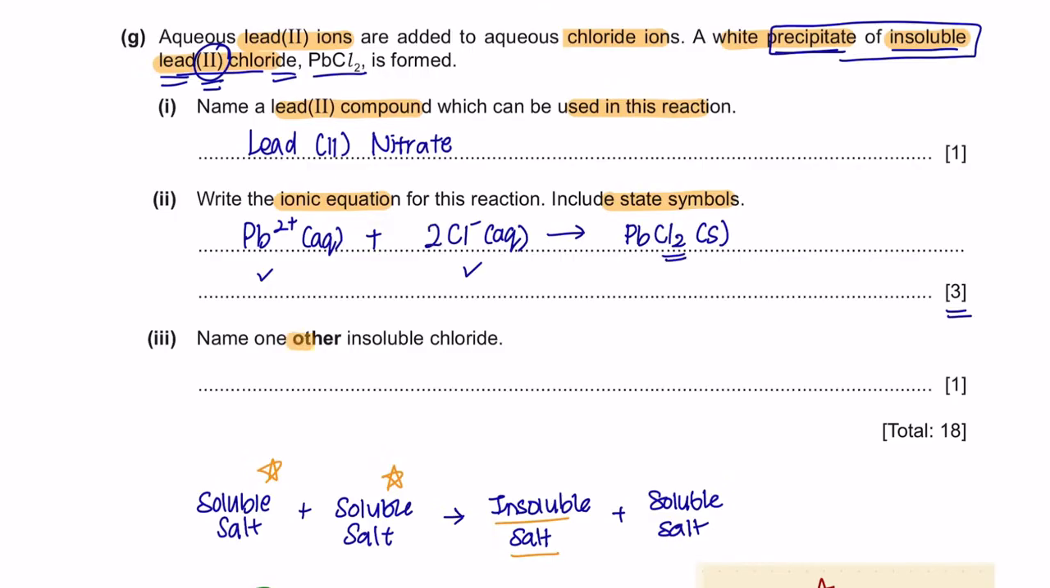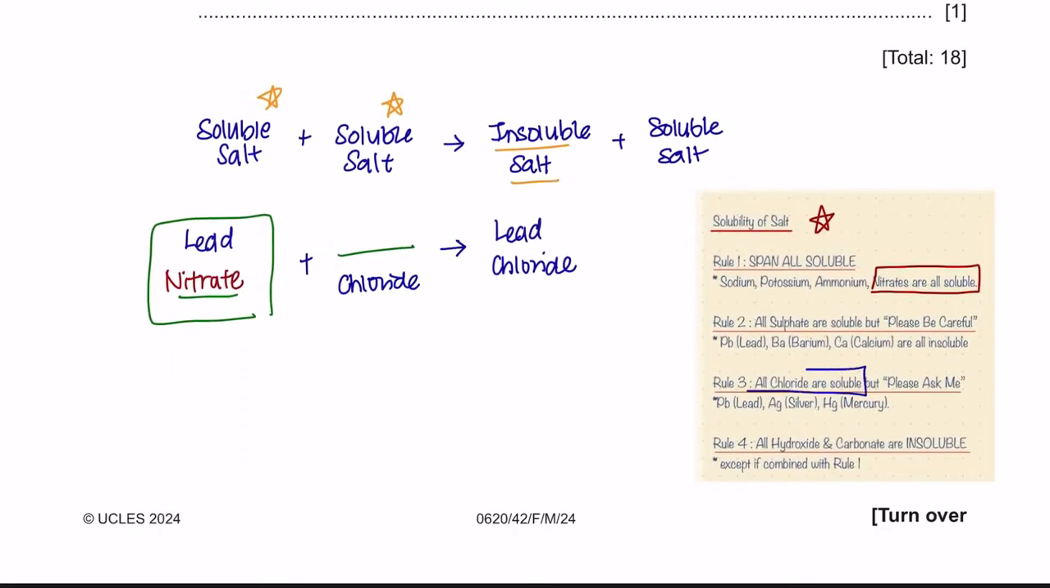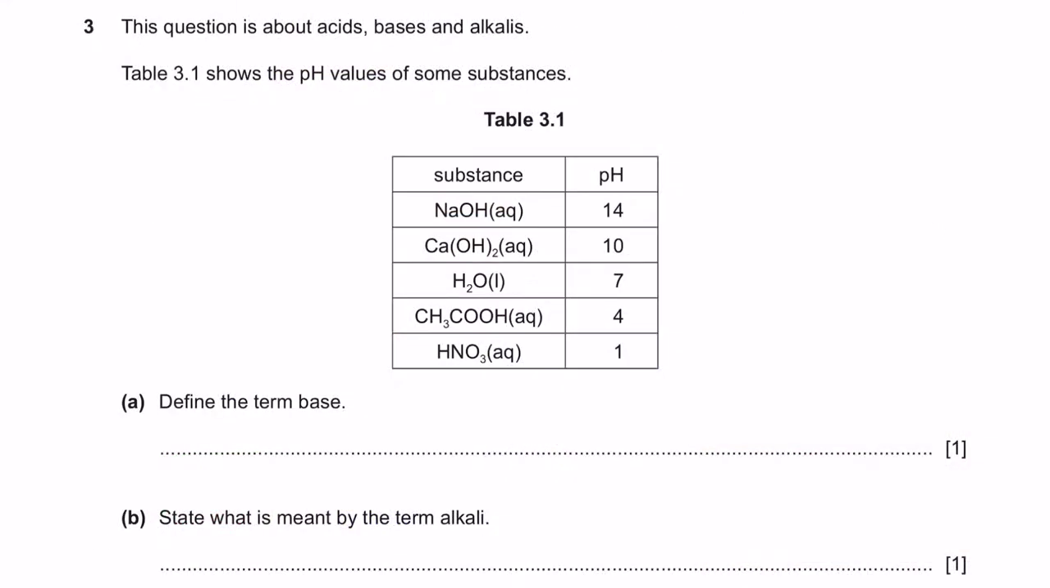Part 3, name another insoluble chloride. So all chlorides are soluble except lead, silver and mercury. Since we have already used lead chloride over here, that means the other insoluble chloride would be silver chloride. Question 3. This question is about acids, bases and alkalis. Table 3.1 shows the pH values of some substances.